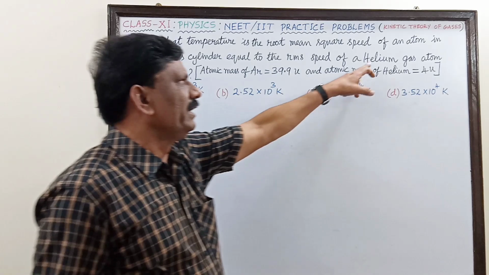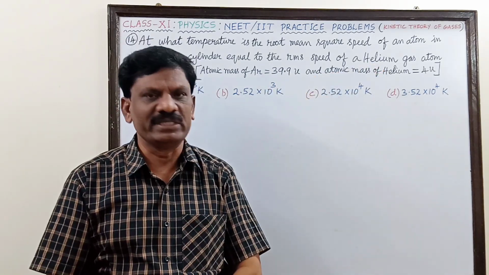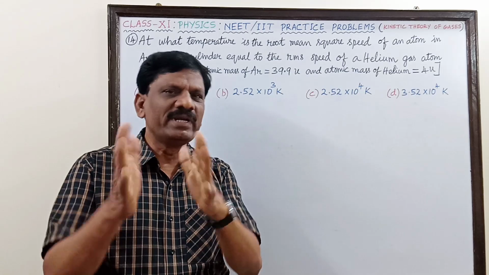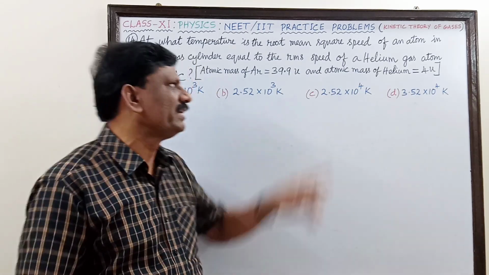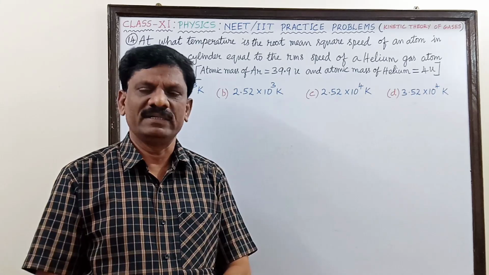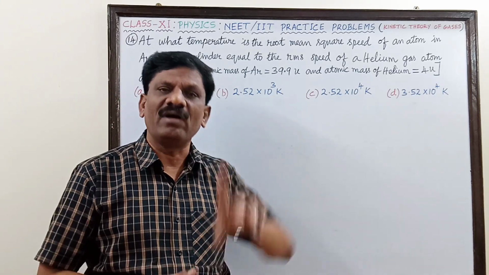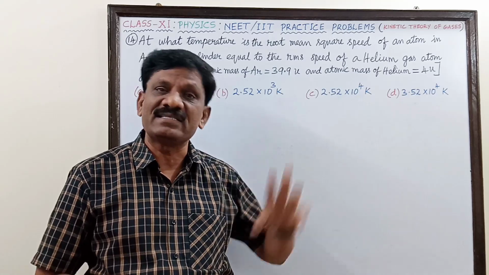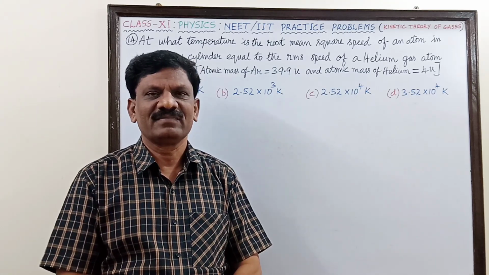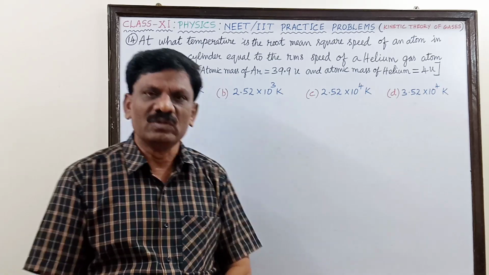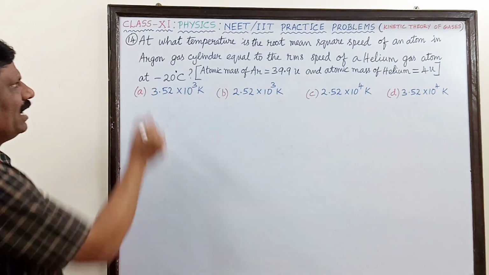See, helium gas is maintained at a temperature of minus 20 degrees Celsius. So corresponding to this, what will be the RMS speed of helium? We have to find that out. And that is also equal to the RMS speed of argon gas which is maintained at some other temperature. What is that temperature is the question. Have you understood? So, we will take argon first.